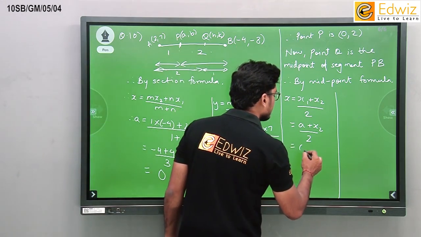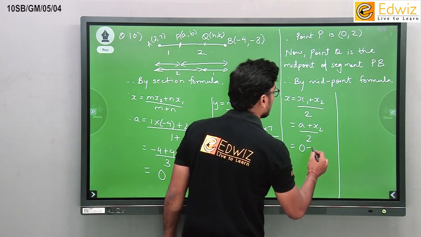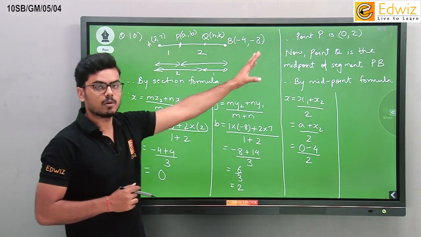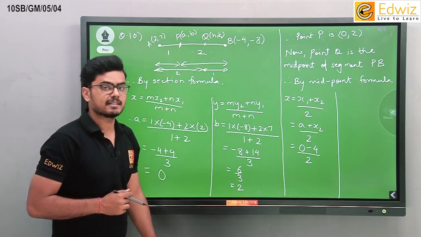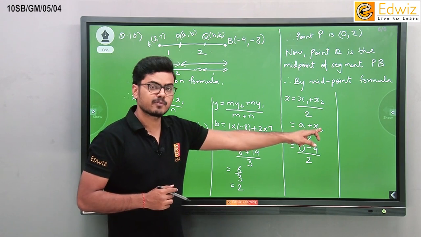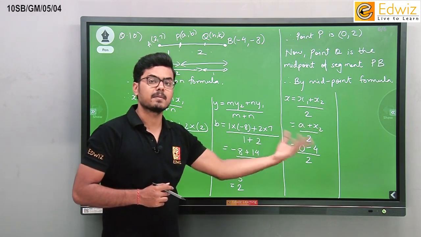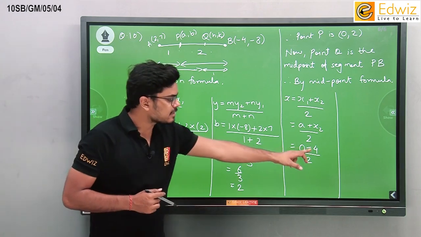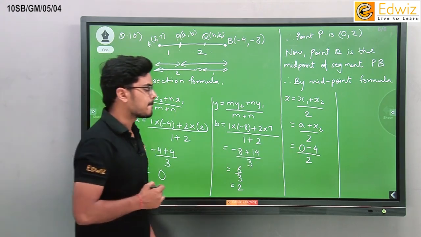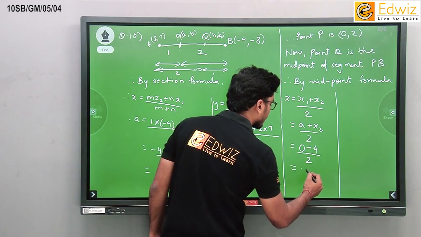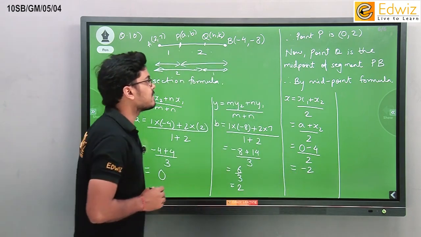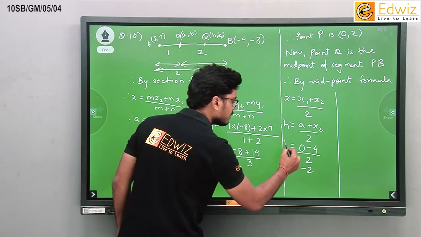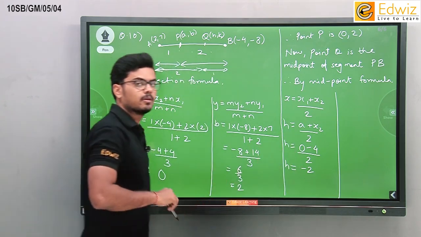So 0 plus -4 divided by 2, correct? A is 0 and x2 is -4. So 0 plus -4, but plus and minus will become negative. So 0 minus 4 divided by 2. We are getting -4 divided by 2, that is -2. Okay, that means the x coordinate of point Q, that is h, is equal to -2.